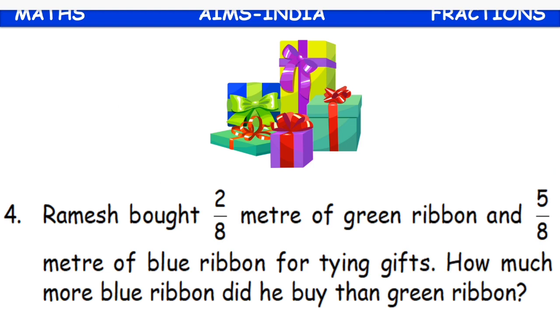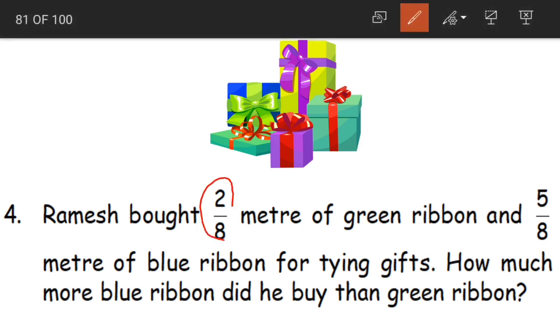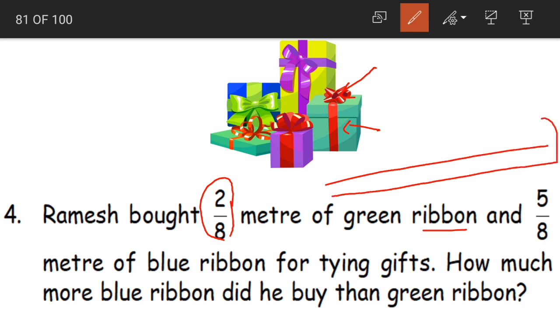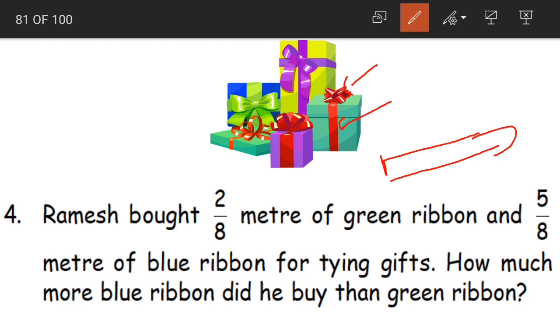Now what are they saying? Ramesh bought 2 by 8 meter now of green ribbon. You know a ribbon, right, children? See, this is what is tied on the gift pack is called as our ribbon, and ribbon is measured in meters. Okay, the length of ribbon is measured in meters, just like we have centimeters, right? Yes, so just like in centimeters, 1 meter is equal to 100 centimeters.